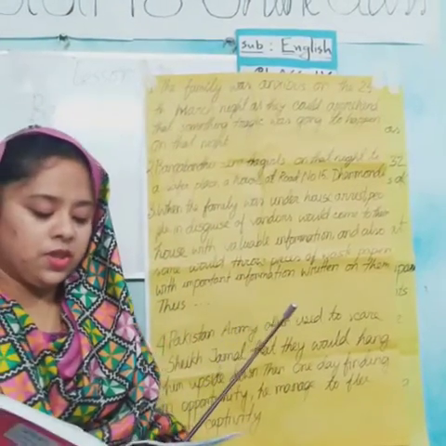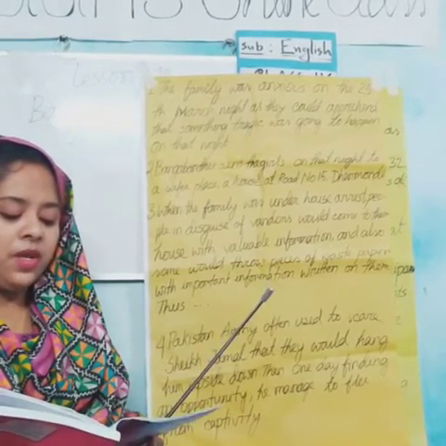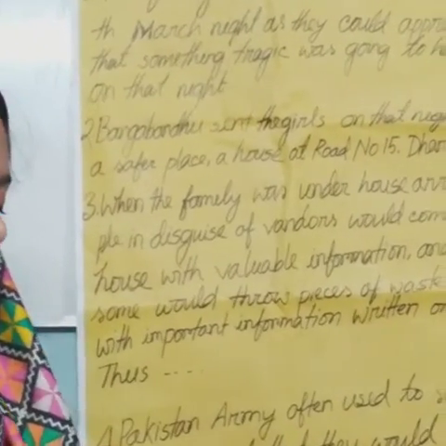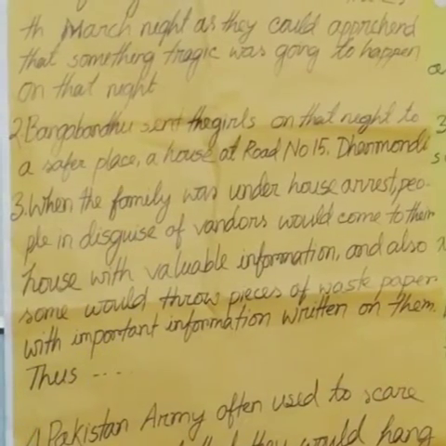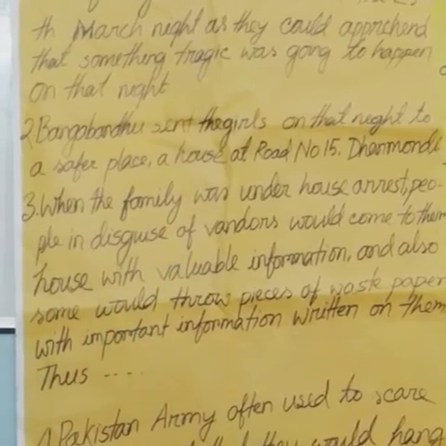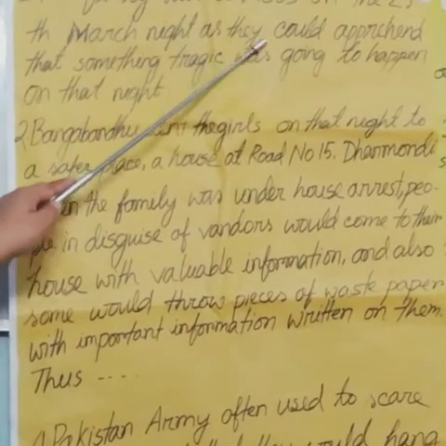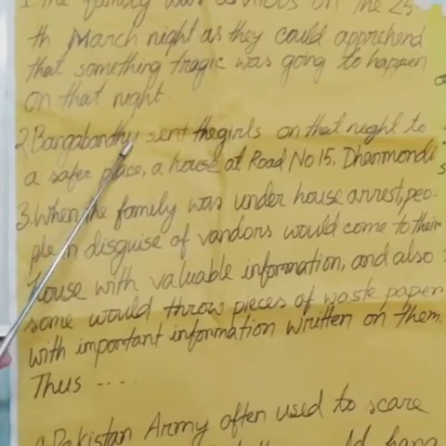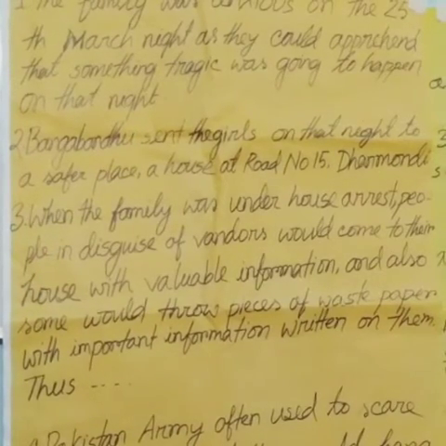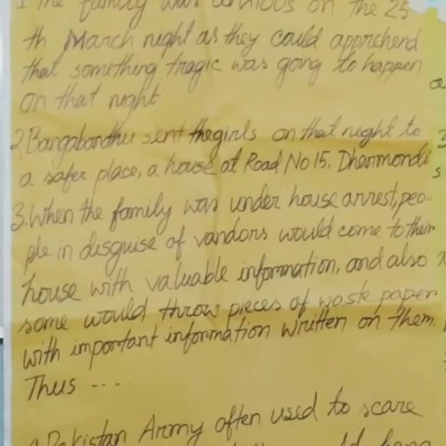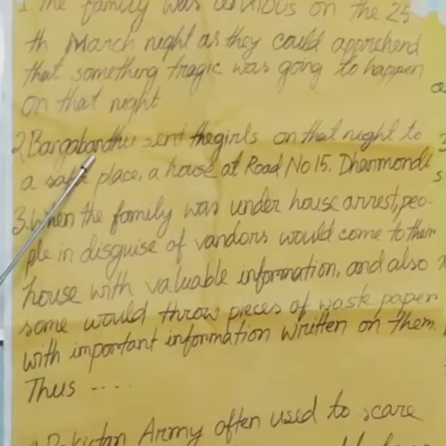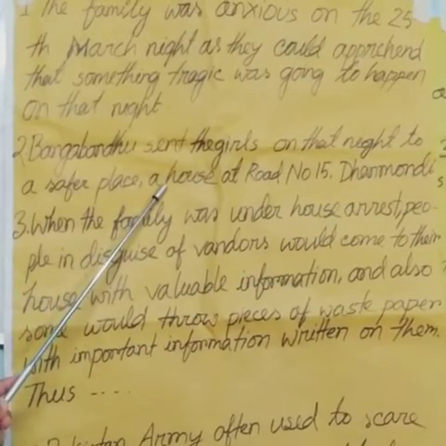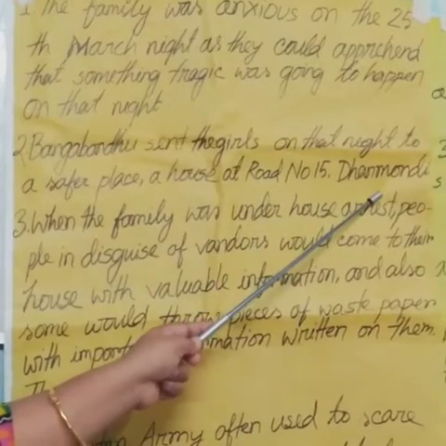Here we can see the first question. Question number one. Why was the family anxious on the 25th March night in 1971? The answer is, the family was anxious on the 25th March night as they could apprehend that something tragic was going to happen on that night. Next, question 2. Why did Bangabandhu send the girls away on that night? The answer is, Bangabandhu sent the girls on that night to a safer place, a house at road number 15, Dhanmondi.